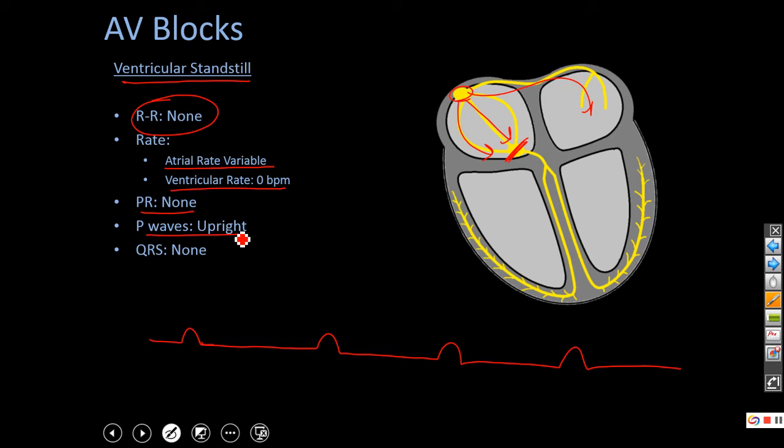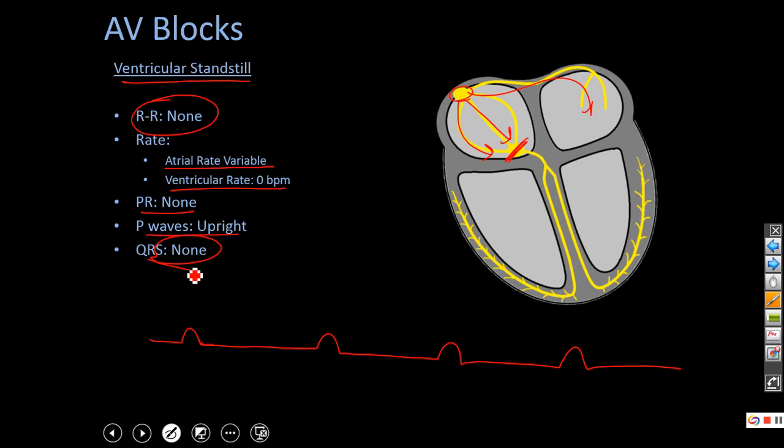P waves expected to be upright and no QRS. So since there is no QRS, and the QRS represents ventricular depolarization and therefore contraction, you have no heartbeat. So this would be fatal if this persisted.